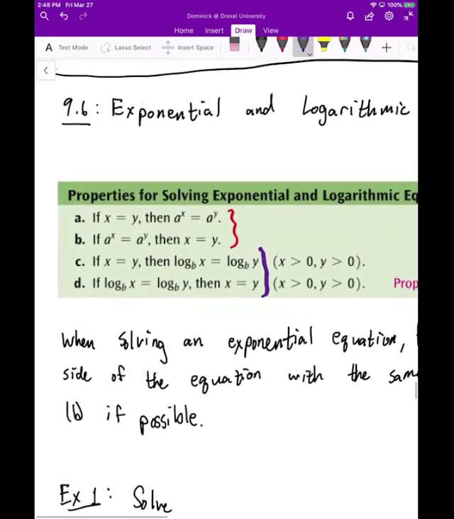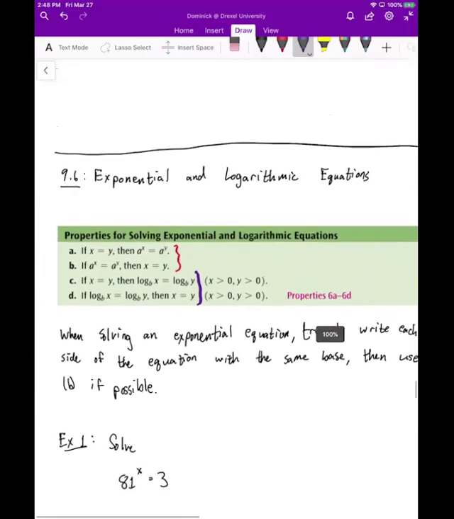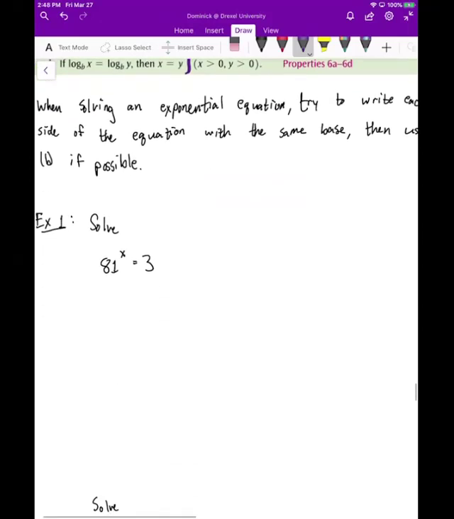Now, first we're going to talk about how to solve an exponential equation. And what we're going to do first is we want to try and write both sides using the same base and then use some properties of exponents to solve this. Now, it's not always possible to do this, and we'll see an example like that in a second. And in that case, you would have to use logarithms. But let's take a look at an example.